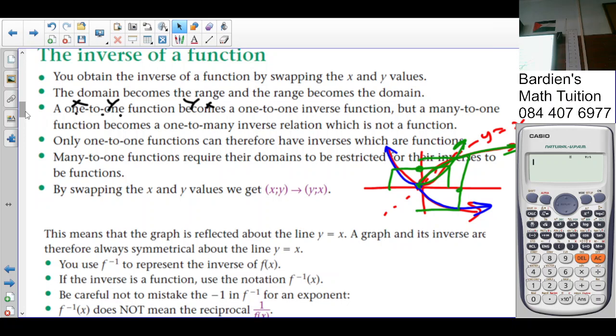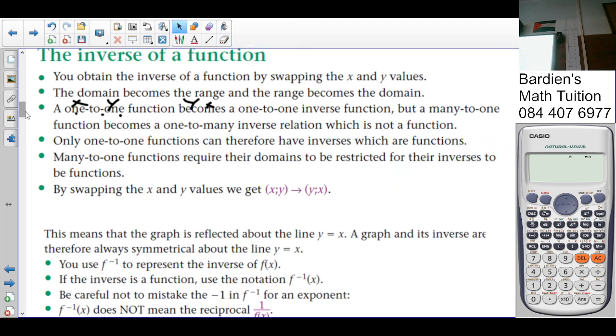So we are told, a many to one function becomes a one to many inverse relation, which is not a function. Only one to one functions can therefore have inverses which are functions. Many to one functions require the domain to be restricted, so that the inverse is a function. We'll look at an example of that. By swapping x and y values, x and y becomes y and x. We've done that last year as well. We'll do it again this year.